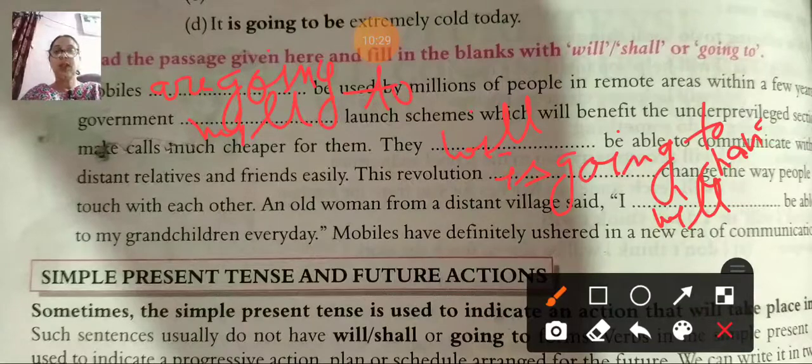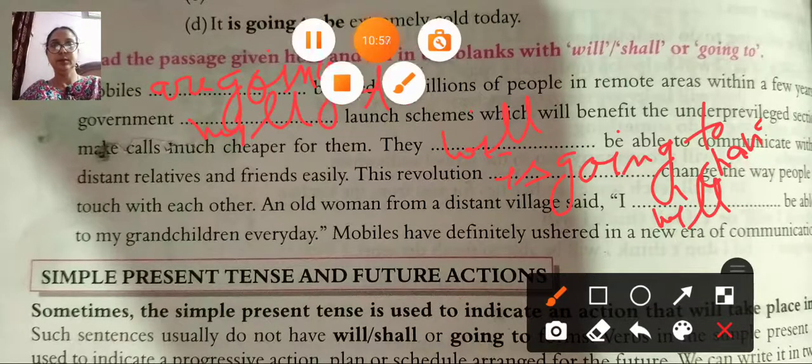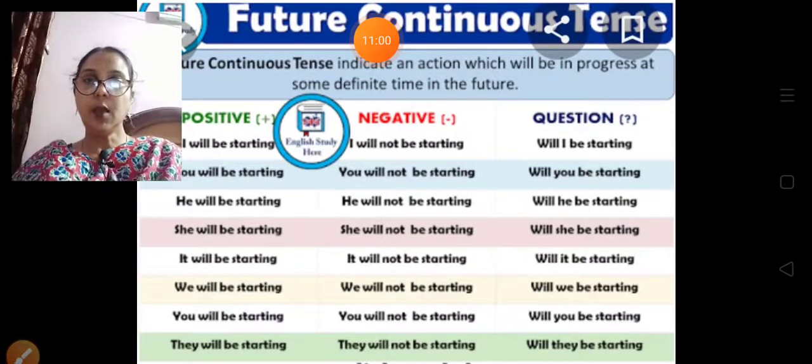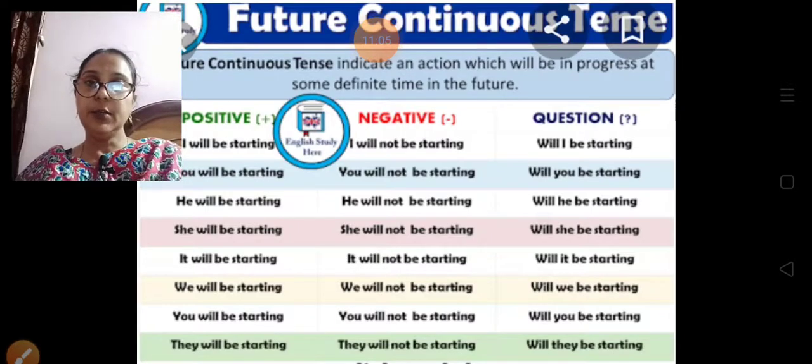So this way we have completed this exercise. So write down in your book. Now, after that, we are going to discuss present continuous tense. So complete it first. Now, we are going to start future continuous tense.